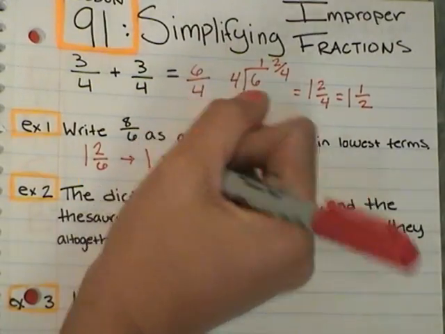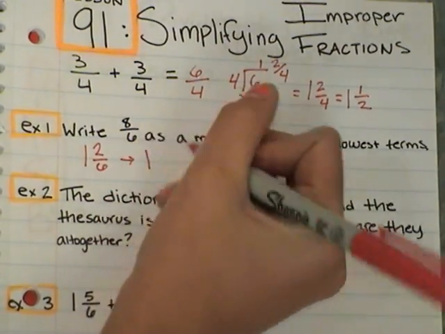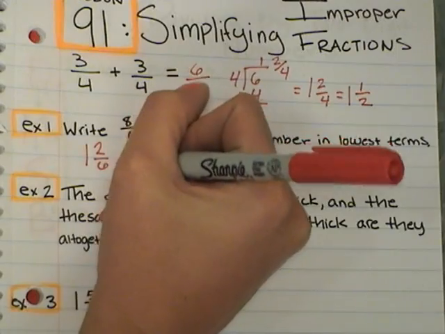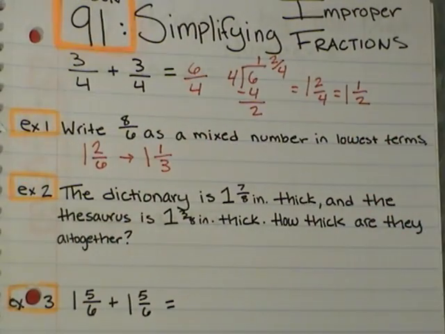So my whole number stays the same. I divide my top by 2. 2 divided by 2 is 1. I divide my bottom by 2. 6 divided by 2 is 3. So my answer would be 1 and 1/3.